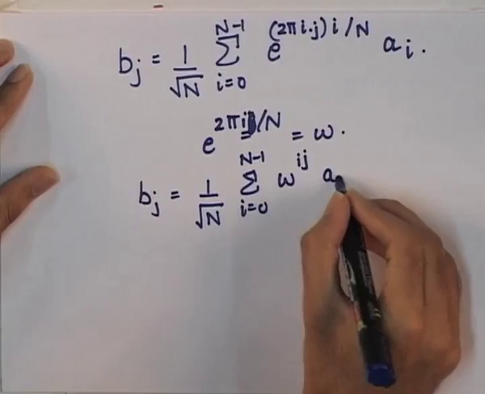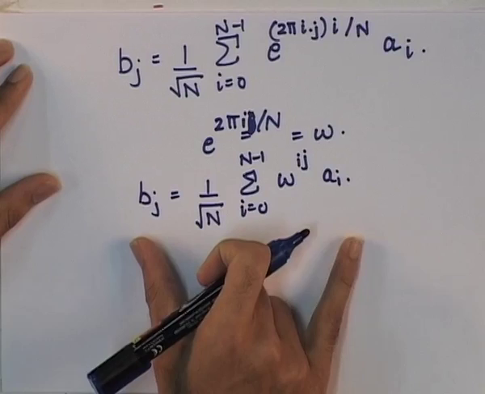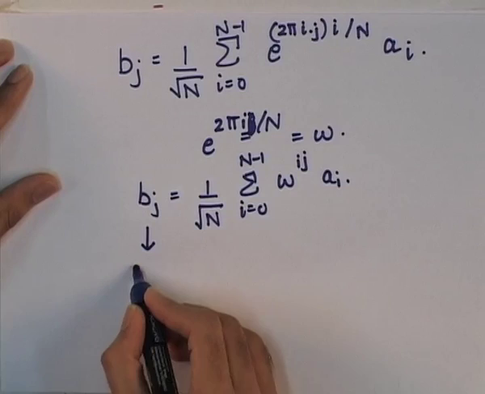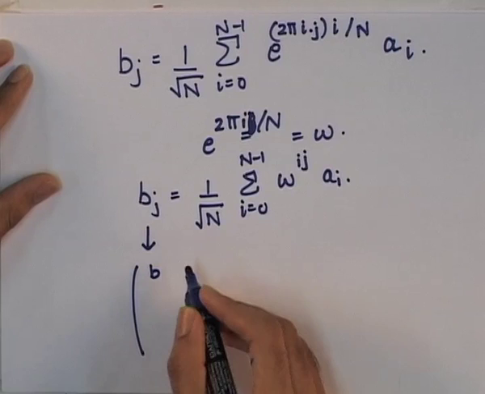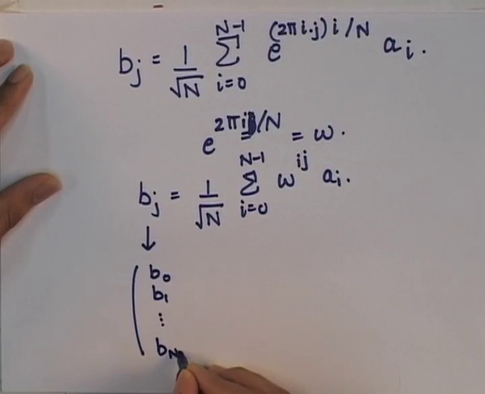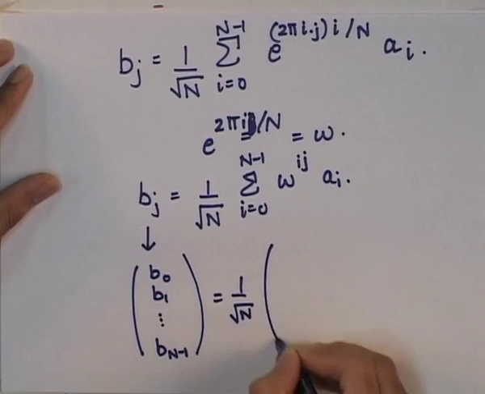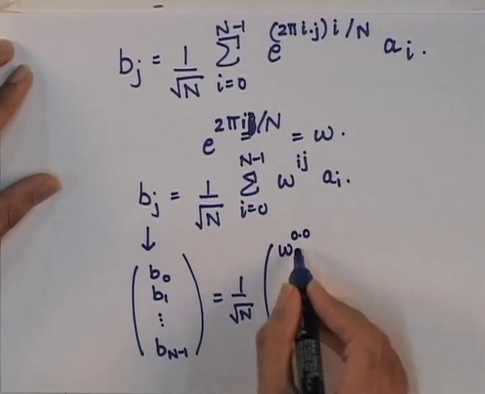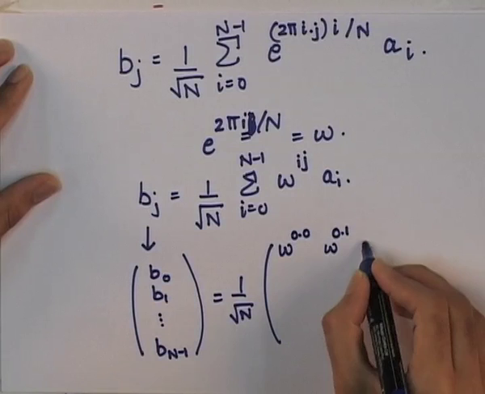Now this can be represented in a much simpler manner by using matrices. So b_j can be represented using a column vector, that is b0, b1 till b_N minus 1. And this should be equal to 1 upon root N times omega raised to 0 into 0, because this is the 0, 0 element. Then omega raised to 0 into 1, which is again 0, omega raised to 0 into 2, and so on till omega raised to 0 into N.